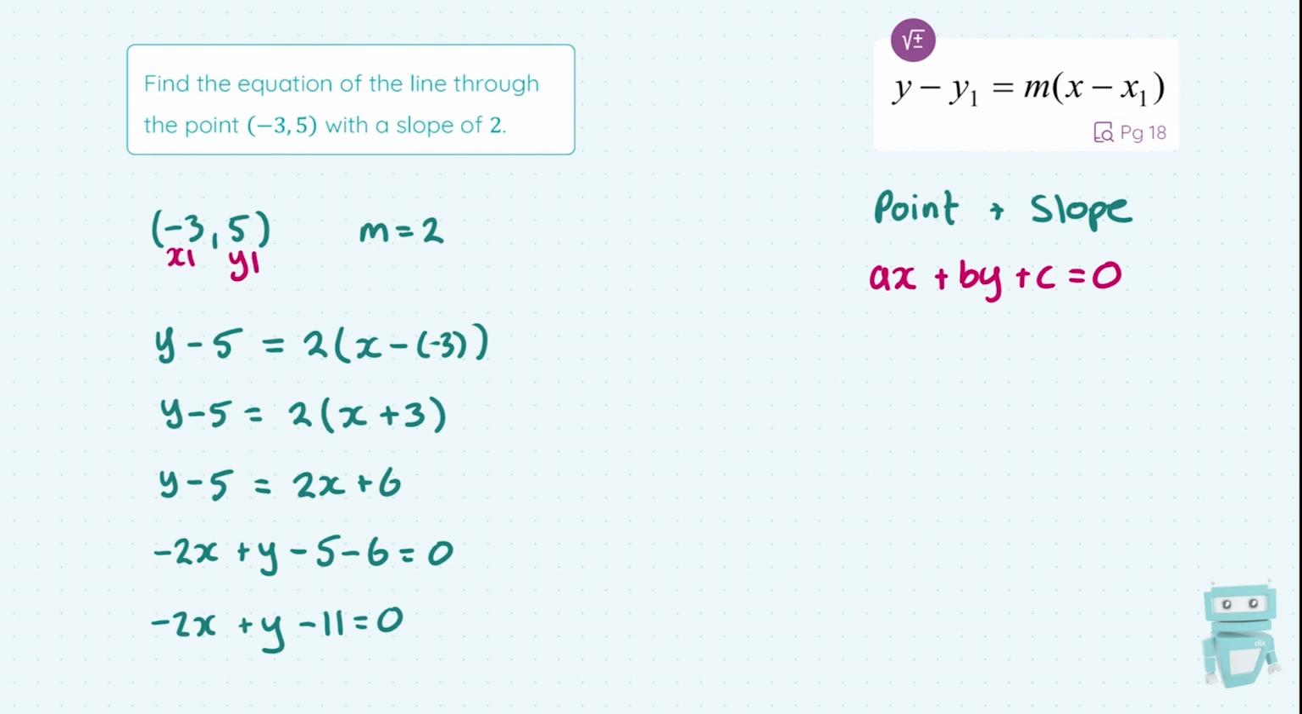Now, sometimes some people might bring everything over to the right-hand side of the equation instead of the left. And if you did that, your equation will look like this: 2x minus y plus 11 equals 0. And both of these answers are correct. You'll notice they're the exact same equation, except they're off by a factor of minus 1. So basically, if I took my first equation and multiplied both sides by minus 1, I'd get the other equation and vice versa. So it doesn't matter which one you get here, both of them are a correct equation of the line. Let's go again.